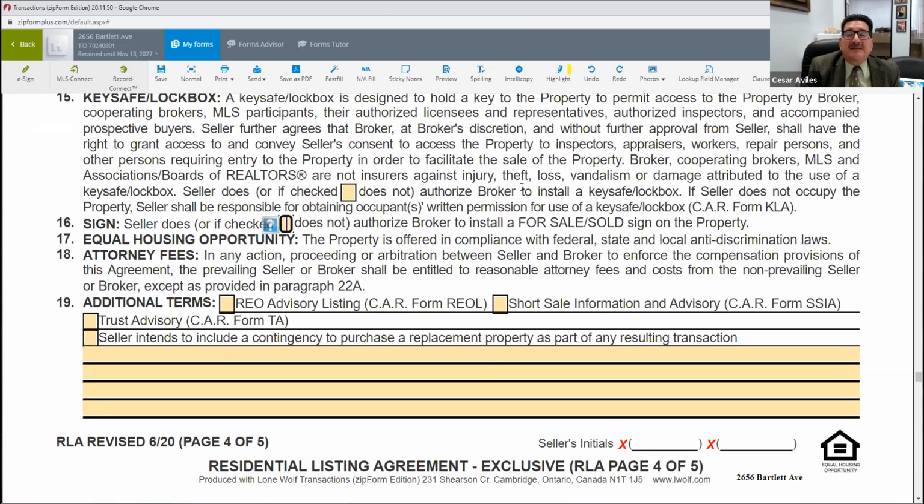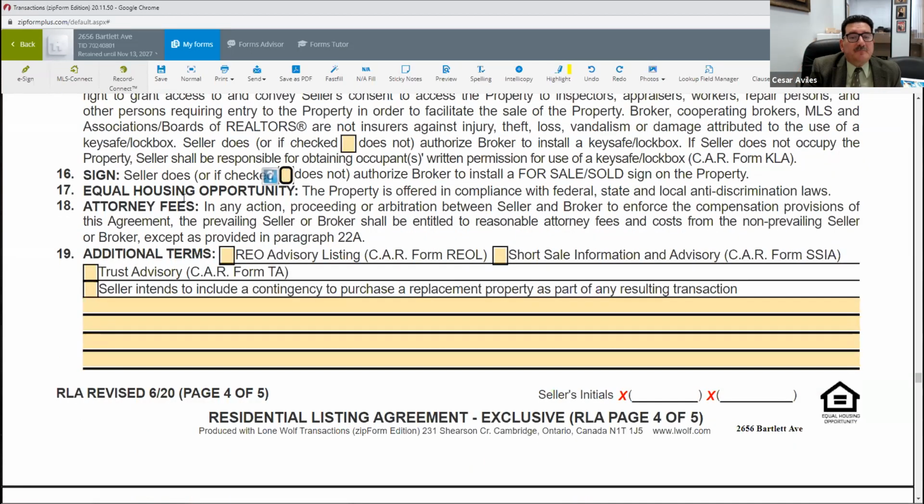I believe that if a seller tells you that they don't want a for sale sign, they are crazy, okay? Because everybody's going to notice, right? People are going to drive by. The neighbors are going to know that it's for sale. So they're fooling themselves. If they say no sign, they're not committed to the price. They're not motivated to sell their property, okay?